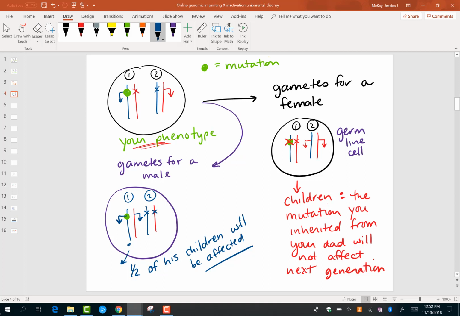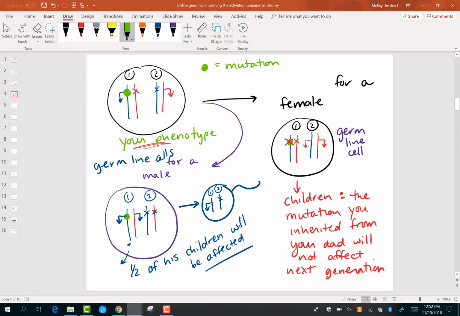Okay. So again, imprinting is reset in, and I know these aren't, I shouldn't say gametes. These are the germline cells. Because your gametes, the sperm, is only going to have half, right? The information, so it may get a normal chromosome 1, or it may get a mutated chromosome 1. Okay.